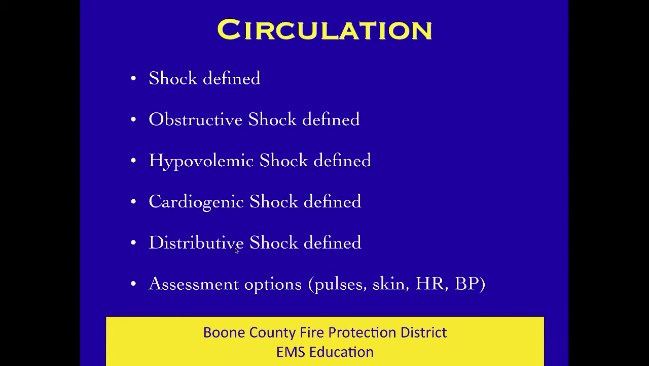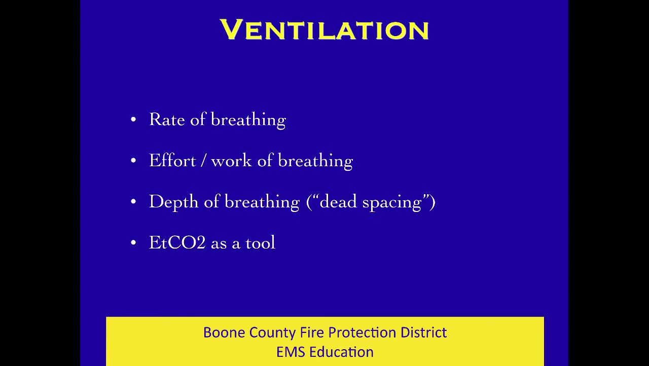Then we have distributive shock. That's container shock. That's because the container, the vascular container, the space within the vessels is inordinately large. It's inappropriately dilated. And that's a distributive shock. There's several types of that: neurogenic, anaphylactic, sepsis, septic shock, just to mention the three. And then we have the various assessment options: your pulses, skin condition, heart rate, and blood pressure.